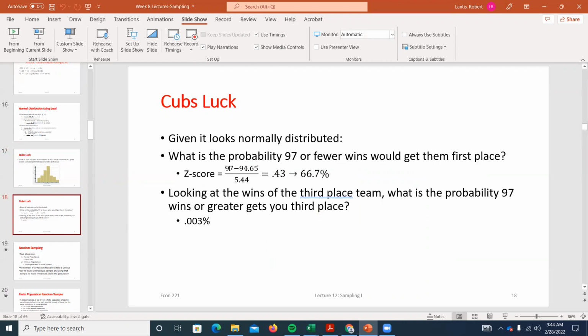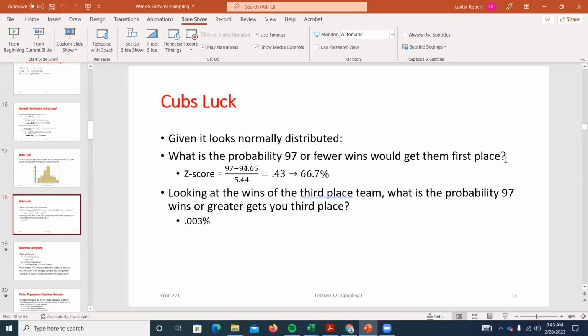In fact, the probability that if you got 97 wins or greater, that you would get first place would be about, sorry, actually I think it was 97 wins or greater, right? Because I then subtracted that from one, minus 0.43. We actually end up with a pretty high probability of seeing that. When I looked at the number of wins that got teams third place, I found the mean number of wins for the third place team in that division. I then found the standard deviation in wins. Well, I know if it's normally distributed, I've got the mean, I've got the standard deviation.